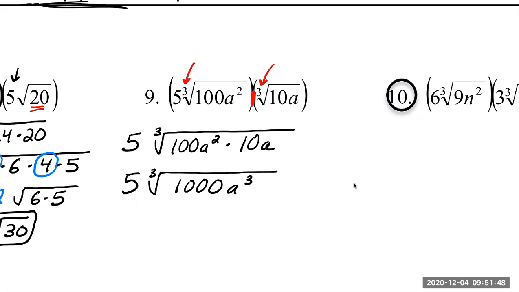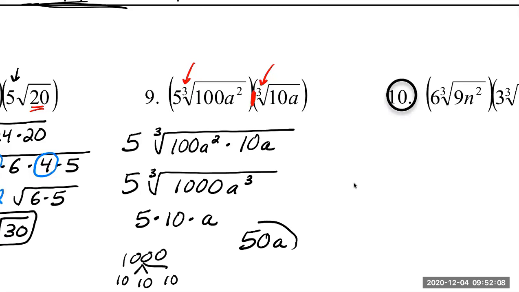So a cubed root of 1,000 actually is, if we're looking for triplets now, 10 times 10 times 10. So we could pull out a 10 and we can pull out an a. So that would be 5 times 10 times a. So the answer would be 50a. And we don't need absolute value bars here since we started with an odd index.